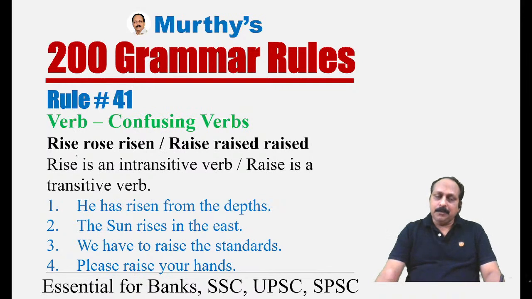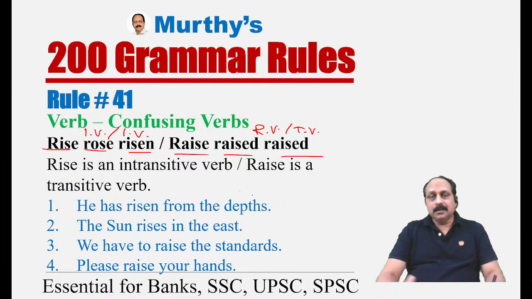Now, another pair they have given so many times, a bit difficult to comprehend. Rise, rose, risen. Here, there are two dimensions. One, it is an irregular verb, rise, rose, risen. It does not take D or ED. And another thing you have to recollect, it is an intransitive verb. What is an intransitive verb? It cannot take an object. On the other hand, raise, raised, raised. It is a regular verb because it takes ED, and also it is a transitive verb. It can take an object. Raise standards, raise your hand, all these.